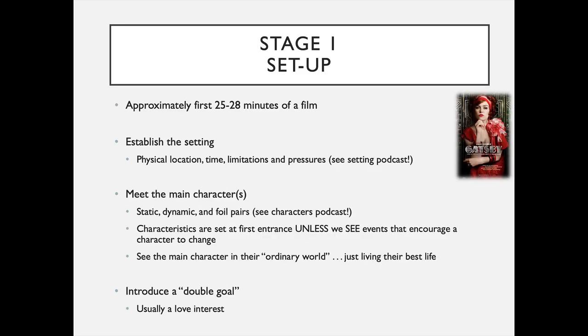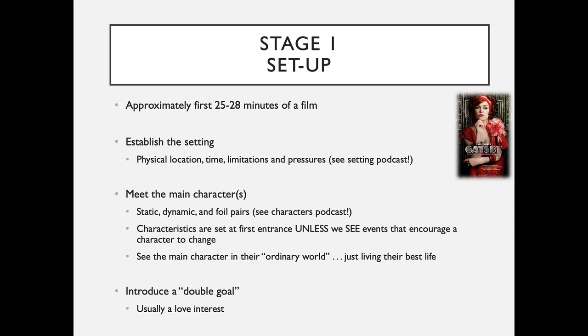So let's go ahead and see what goes into each of these steps in a more detailed fashion. So like we said, stage 1 is the setup. This is going to be approximately the first 25 minutes of a movie. And the typical things that happen is setting is established. So that's going to be location, time, and limits and pressures. And you can watch our setting podcast to learn more about those limits and pressures that setting put on characters. It's kind of an interesting theoretical part. But this is what is going to happen in stage 1.